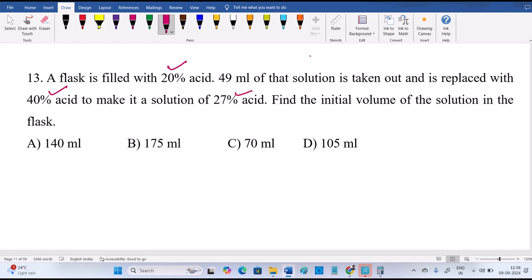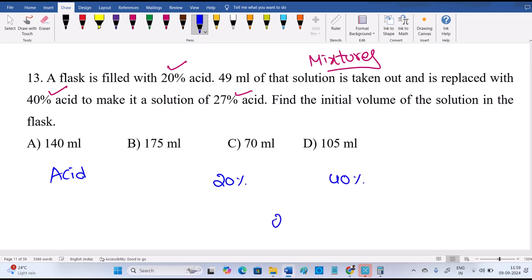This is mixing. We are doing mixtures and alligations. Mixing is happening, right? See, focus only on acid here. If we focus on acid, acid is 20% initially, now 40% acid is added, finally it becomes 27%. The combined one should be in the middle. 20% acid, with 40% acid mixed. The result is 27%.